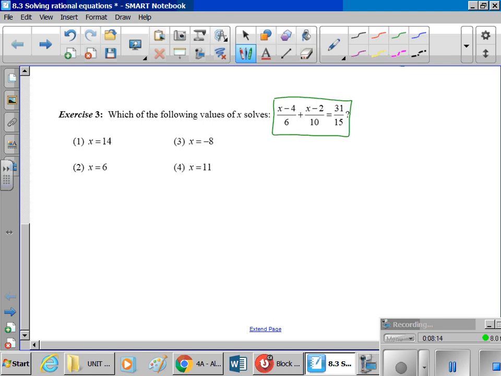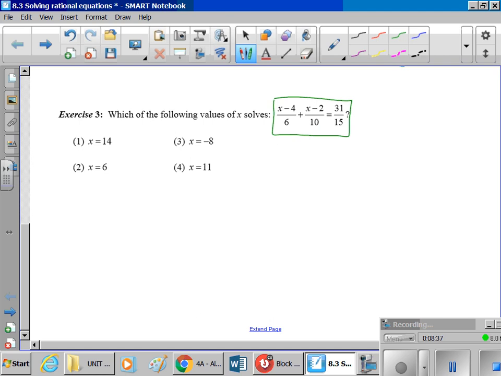Well, the other part of me says, well, I know how to use the store button in my calculator. Can I put this whole thing in my calculator and then store to 14, to 6, to negative 8, and 11 and see which one works? And the answer is, oh yes, you can. You can only do that when you have answers that are numbers, though. All right?